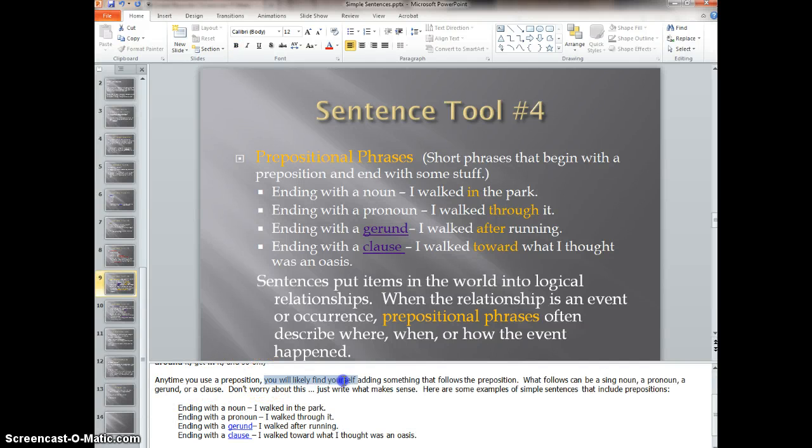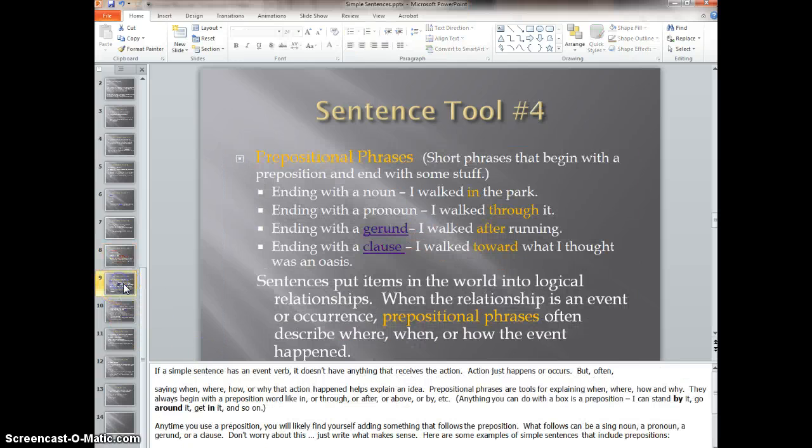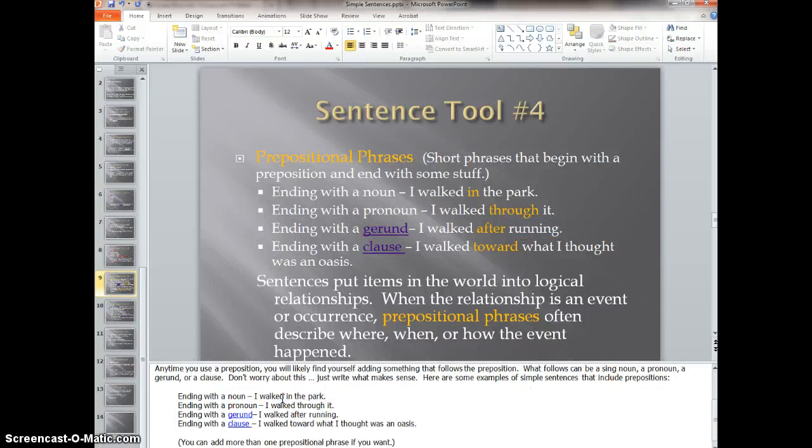Anytime you use a preposition, you will likely find yourself adding something that follows the preposition. What follows can be a noun, pronoun, gerund, or a clause. Don't worry about this stuff, just write what makes sense. A gerund would just be where I was saying in the last slide, I turned this verb, to eat, into a noun, eating. That's a gerund. So you could say, I walked after running. Instead of saying, I walked after to run, you turn that verb into a noun. But yeah, you don't need to know that. You don't have to memorize it. It's just something that you do naturally without thinking about it.